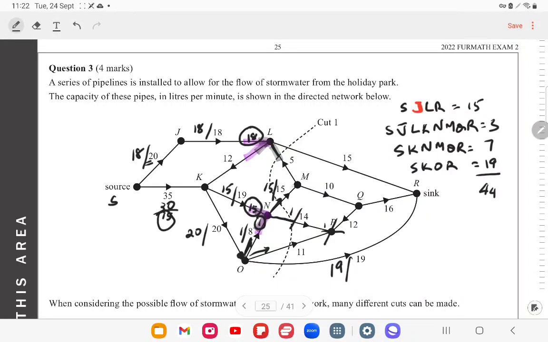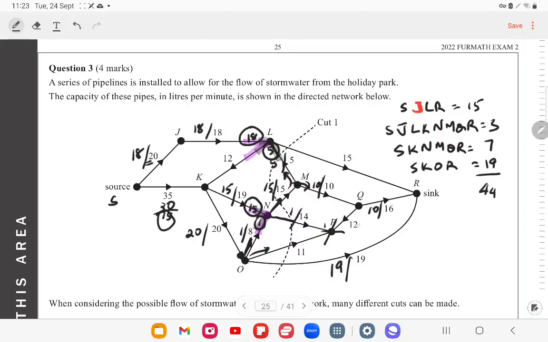And so of the 15 that flows through pipe NM, it will then flow through ML, but it has a capacity of 5, so only 5 of that 15 will flow through here and reach this inflow here. The remaining 10 will flow through here. As we can see, it's a capacity of 10, and because this has a capacity 16, it can flow through there as well.